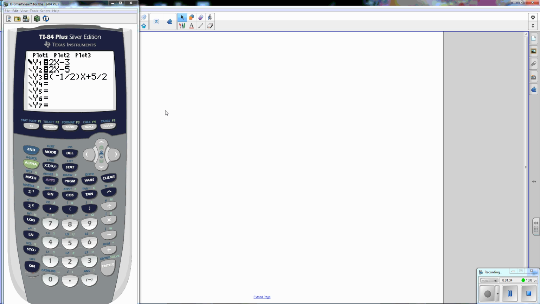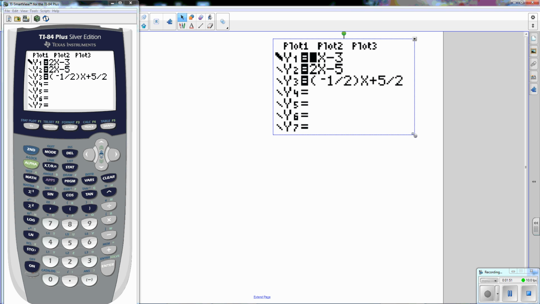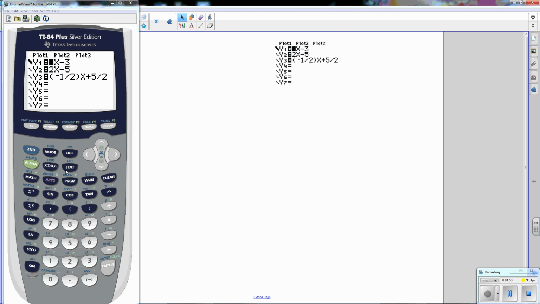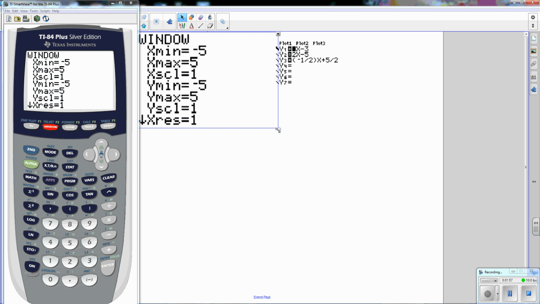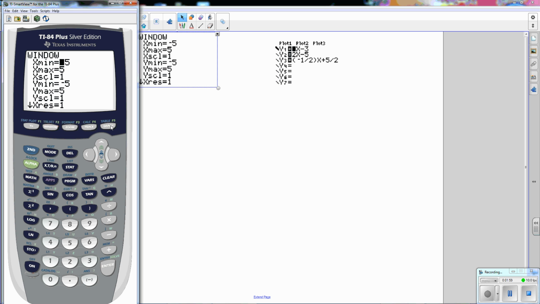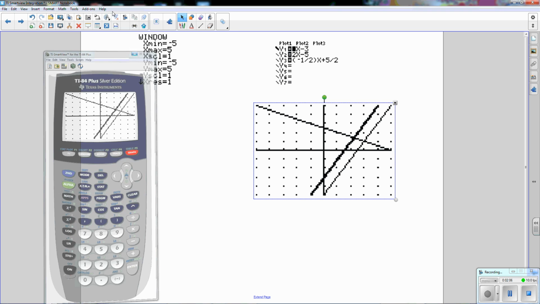So this is our screen for our functions, 2x minus 3, 2x minus 5, and negative 1/2 x plus 5/2. And we want this to be part of our lesson permanently, and it couldn't be easier. We just click and drag onto our notebook lesson. I'm going to make this a little smaller right now. We want to look at the window, and we'll drag that in, make that smaller, and we'll look at the graph, and we're going to drag that in and make that smaller. So now we're going to minimize our graphing calculator.